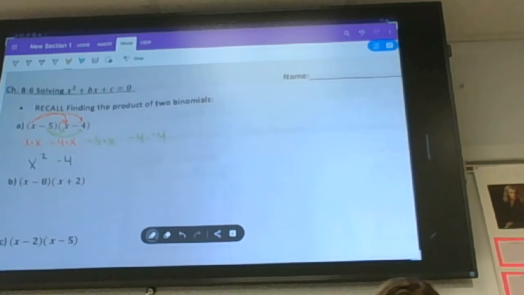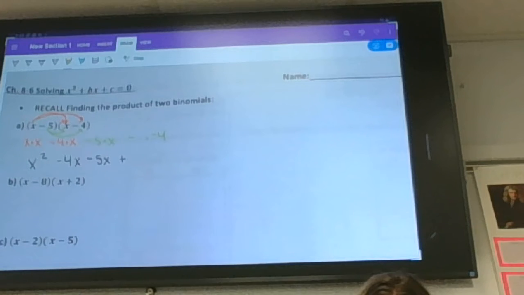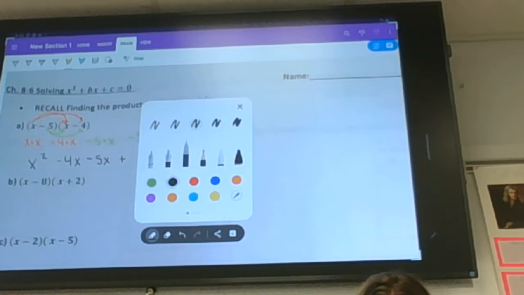-4x minus 5x plus, I wrote that wrong. That's a 5 there. Plus 20.